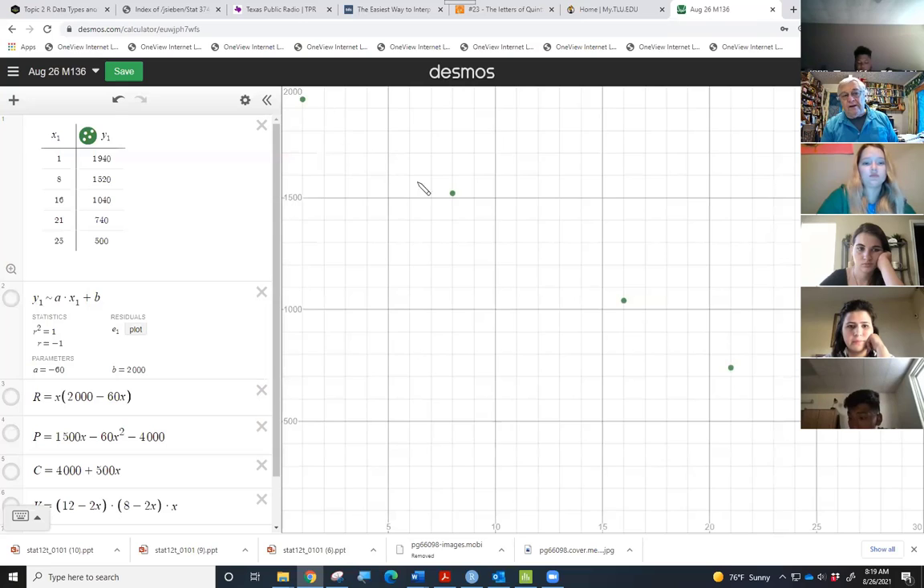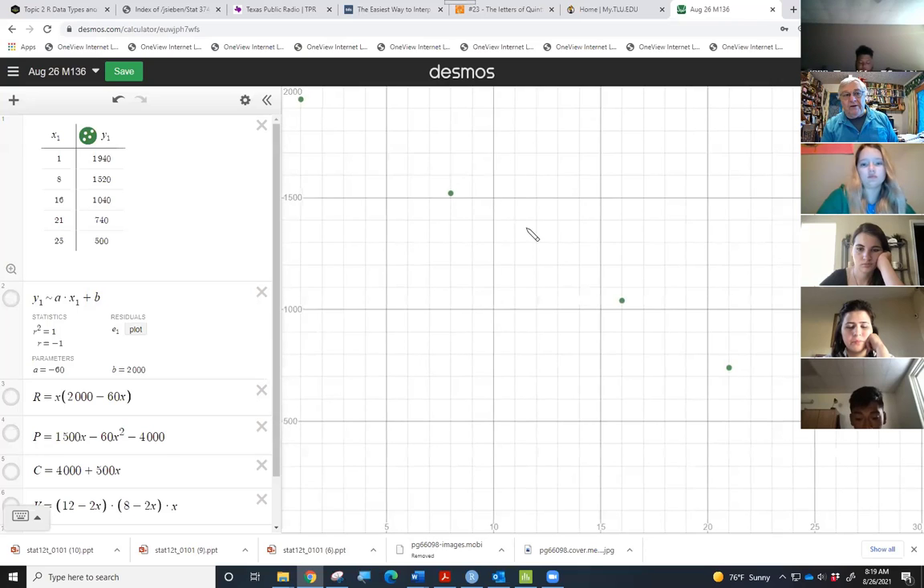I see that a line that fits these points really well is going to cross the vertical axis somewhere up here above 2,000. And what's the slope? Well, I could figure that, but the slope is going to have to be negative, right? Because a line that goes through these points is going to go from upper left to lower right. And so the slope would be negative. So I expect all of those things.